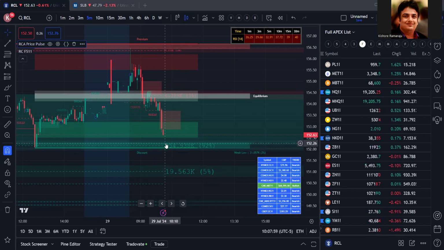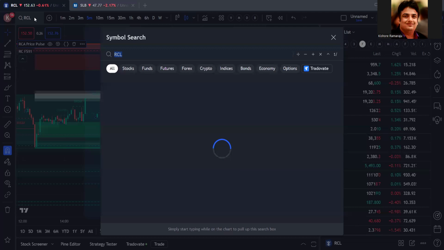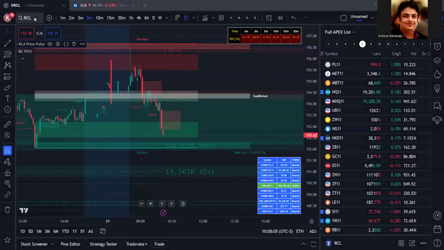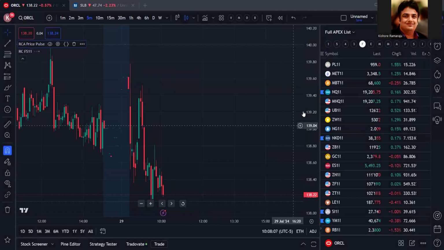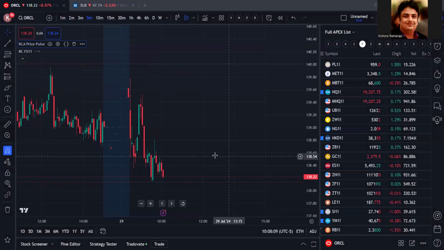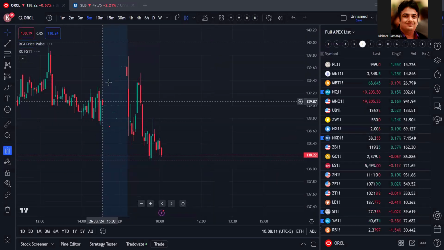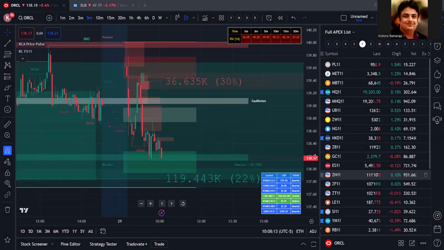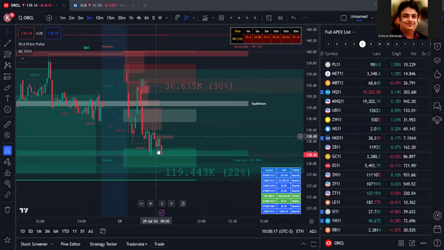Then we have Oracle. I'm showing you various examples, and then we'll start taking the alerts. Oracle scanner is showing that Oracle will start moving.